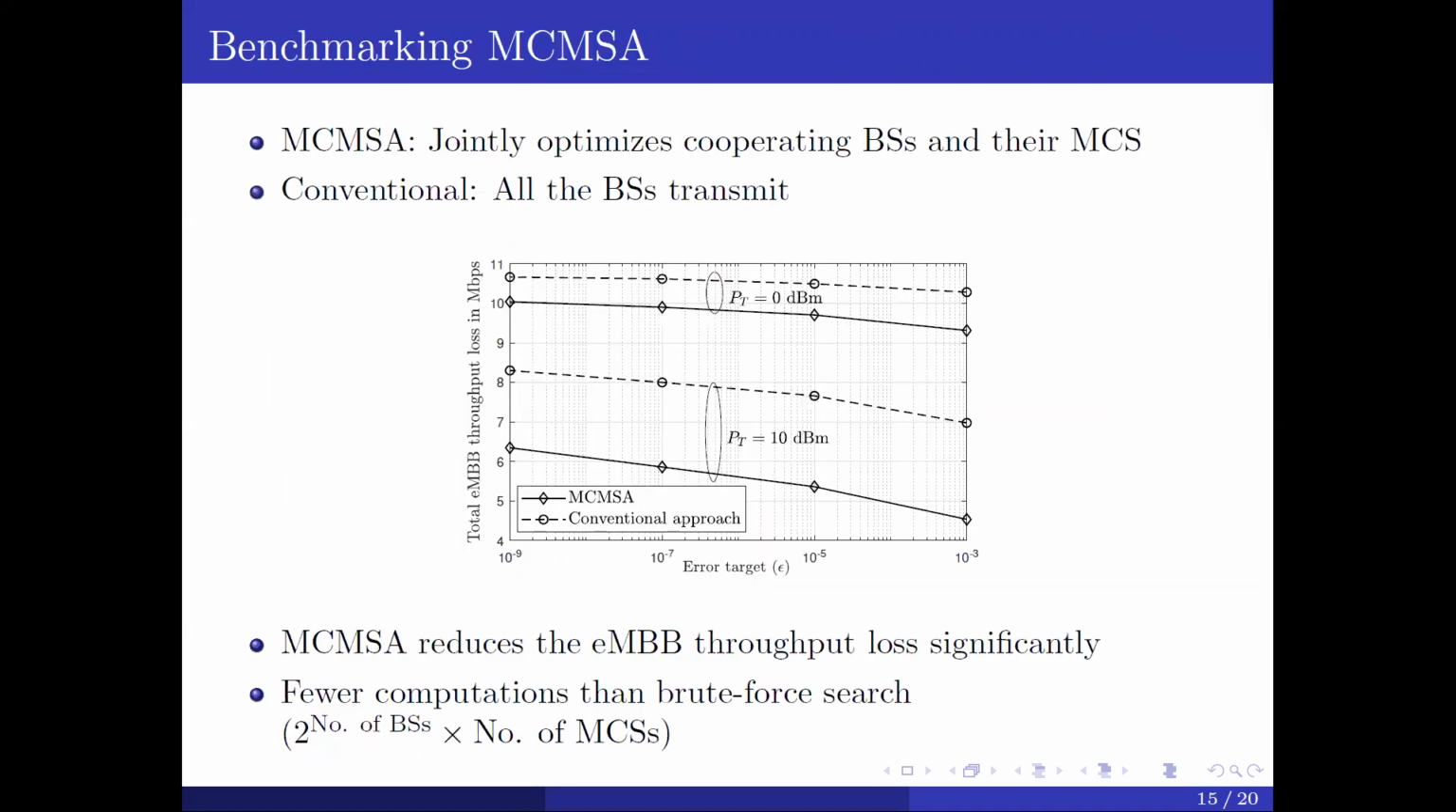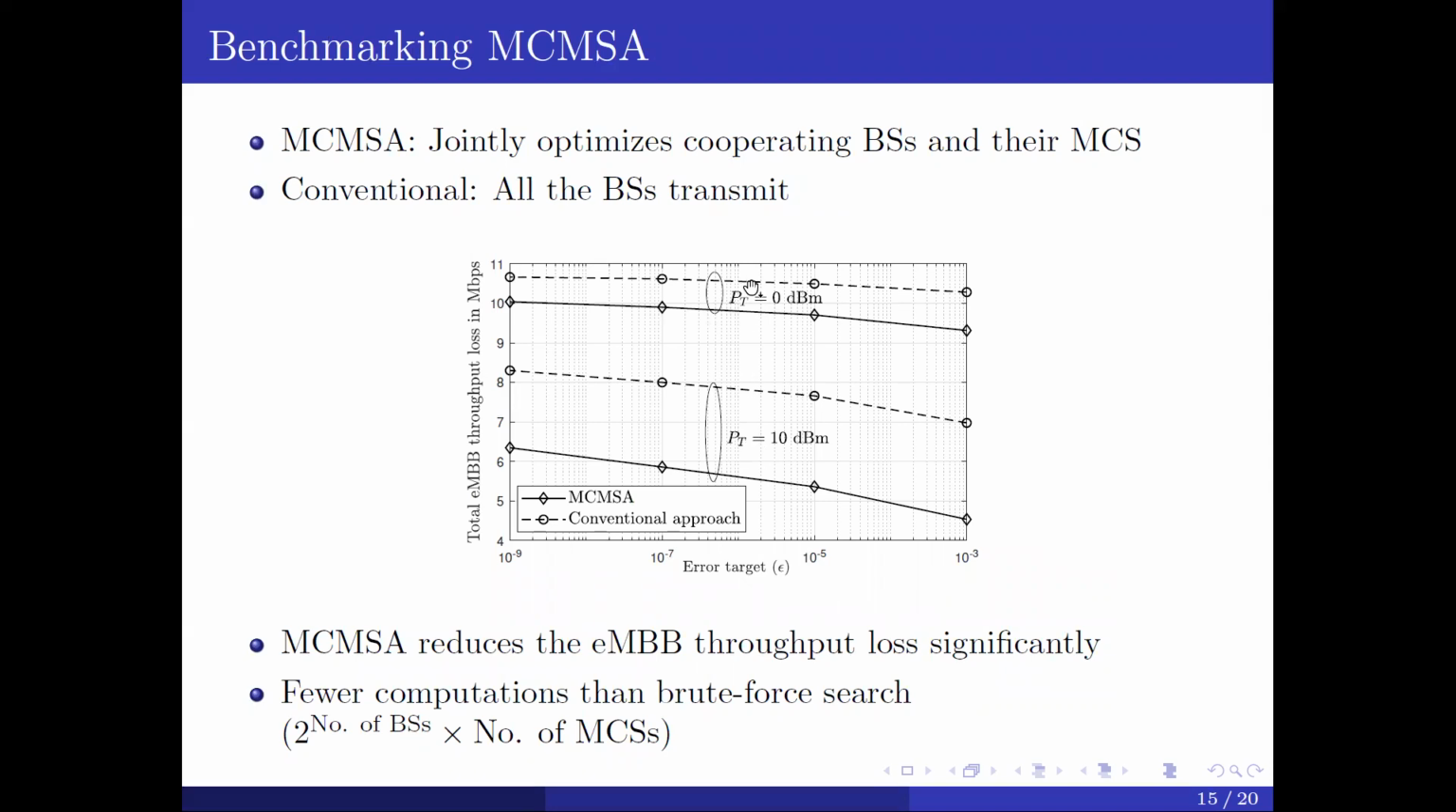So now we benchmark our algorithm MCMSA. We compare it with the conventional scheme. Our algorithm MCMSA jointly optimizes the cooperating base stations and their MCS. In the second one, conventional, all the base stations transmit without any optimization. We plot it as a function of error target for 2 transmit powers.